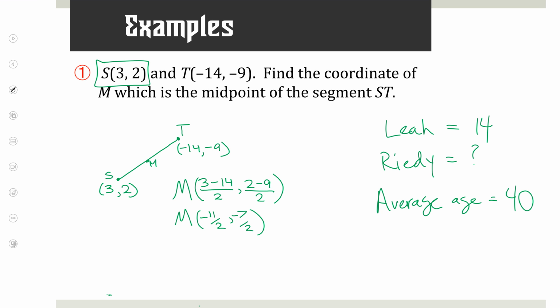How old am I? Say it loud, say it proud. How'd you get that, Leah? So I set up the problem, x plus 14 divided by 2. Hold on. X plus 14 divided by 2 equals 40. And then to get x by itself, I multiplied by 2 over 1 and I got 80, and then I subtracted 14 and got 66.